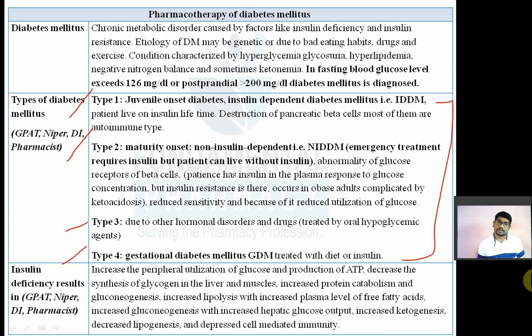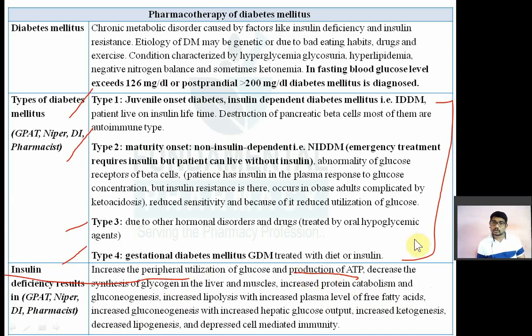Now what is the function of insulin? Insulin increases the peripheral utilization of glucose and production of ATP. So insulin is the hormone responsible for the utilization of glucose.